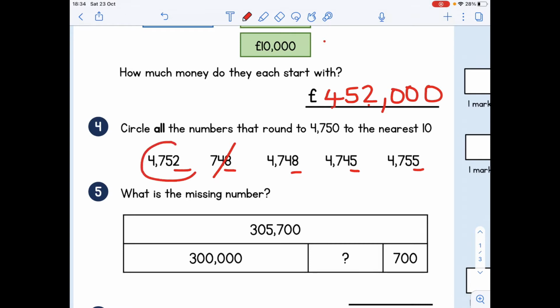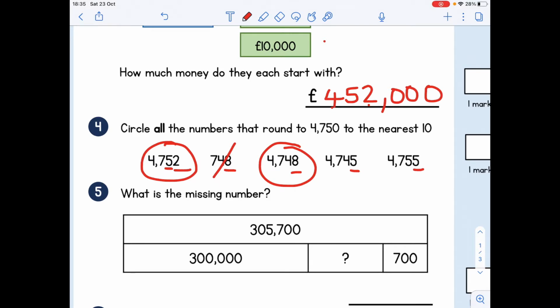I'm going to circle the first one because when I look at the ones column, the 2 is less than 5, we leave it. So we leave the 10s column. So it's less than 5, 2 is less than 5. It means that we're going to leave the 10s as 5. So it's going to round to 4,750.